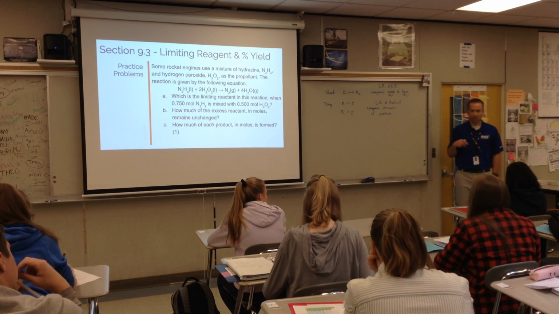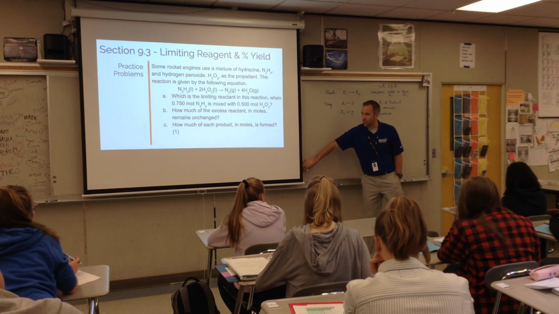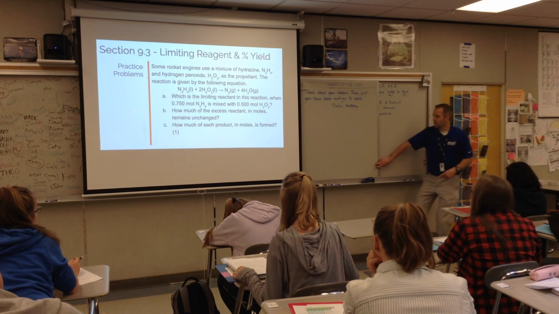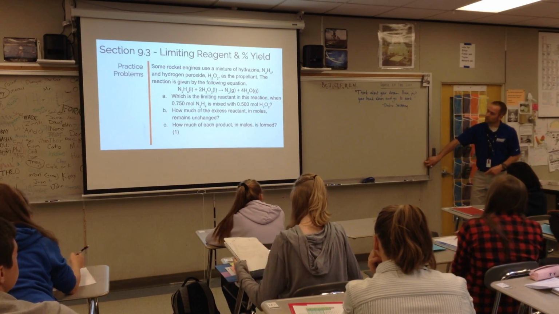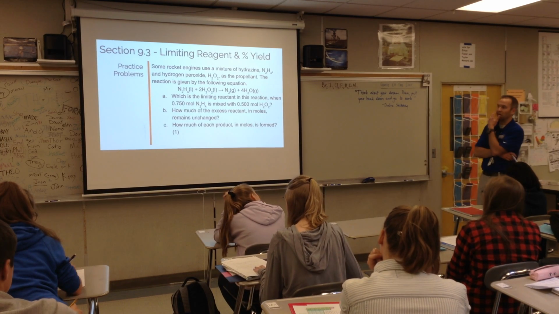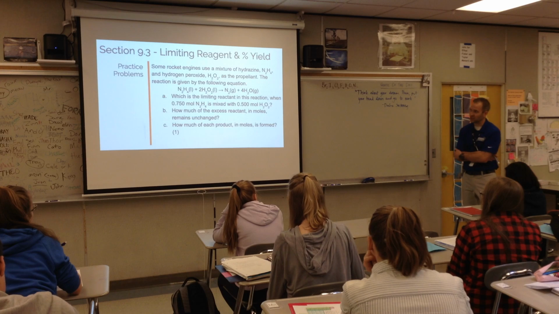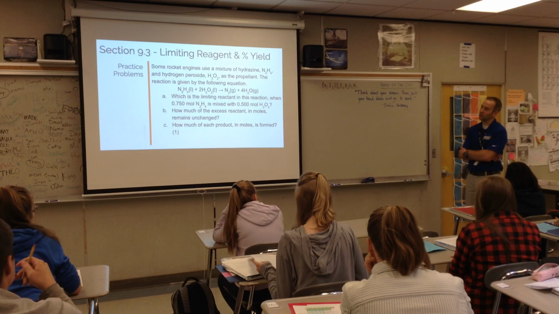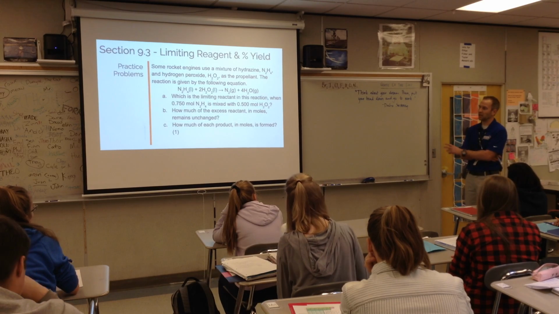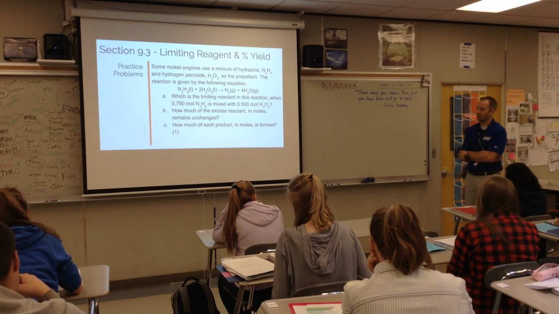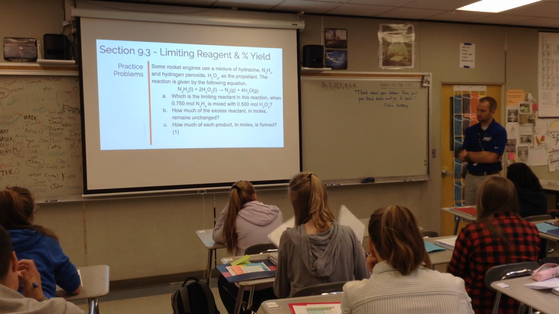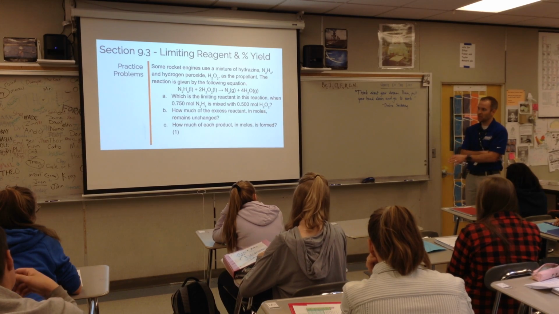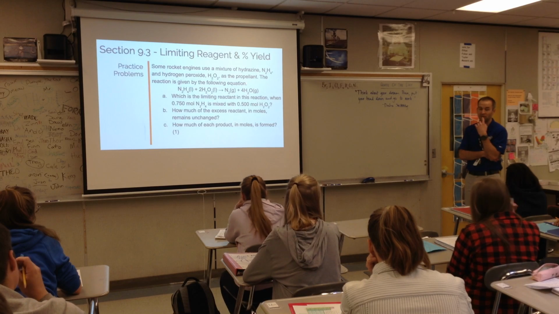So when we look at this first problem from last night's homework, we didn't do this one in class yesterday, did we? Okay. So let's look at how we would attack this one. It says some rocket engines use a mixture of hydrazine and hydrogen peroxide as propellant. The reaction is given by the following equation. Which is the limiting reactant in this reaction when we get these two values of hydrazine and hydrogen peroxide? And then it asks how much of the excess reactant in moles remains unchanged, and how much of each product in moles is formed.